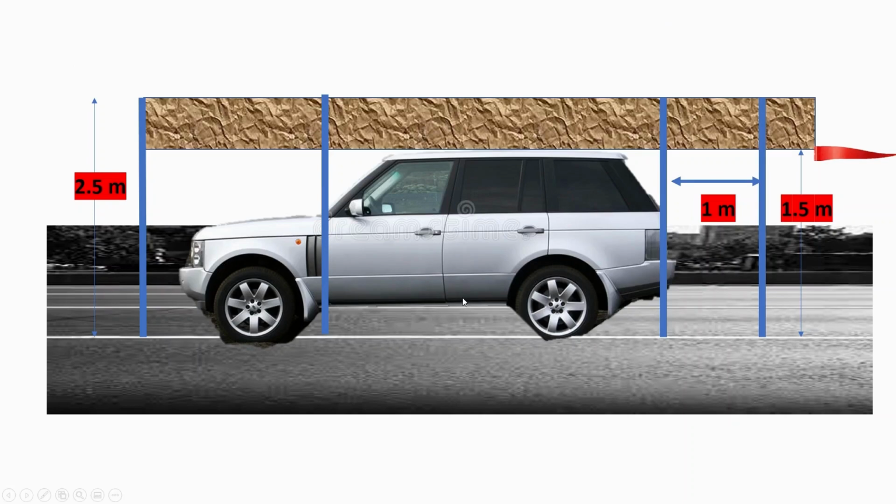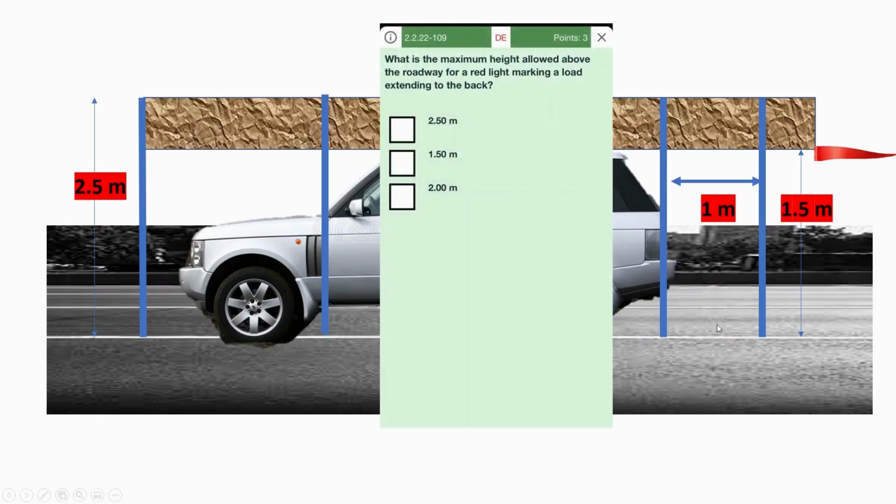scenario. Okay, so quite often you will get questions like this with a vehicle carrying load, but let's look at and understand them with the questions. What is the maximum height allowed above the roadway for a red light marking a load extending to the back? And this is 1.5 meter.